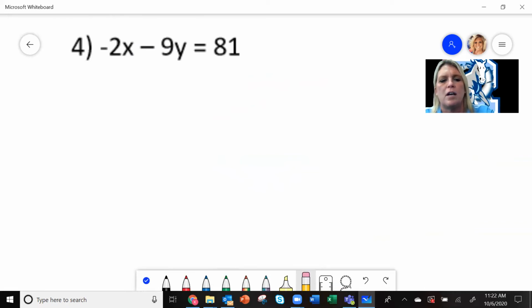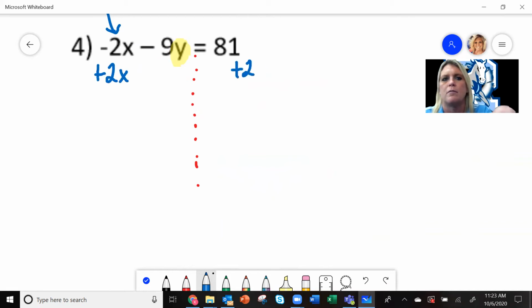So at the equal sign, I'm going to draw a dotted line. Again, I'm trying to get y by itself. First off, what is being added or subtracted? Right here is a -2. The inverse of -2 is +2. So I'm going to add 2 to each side.